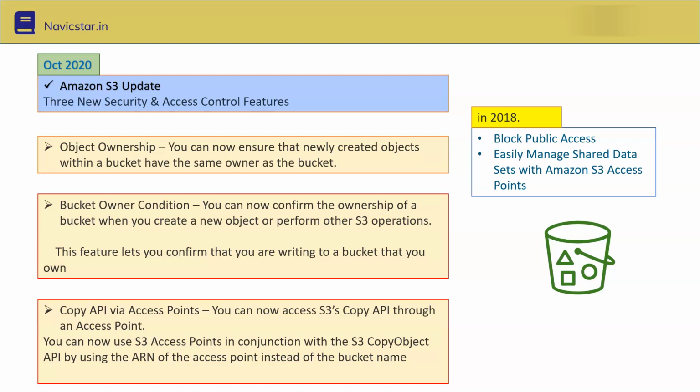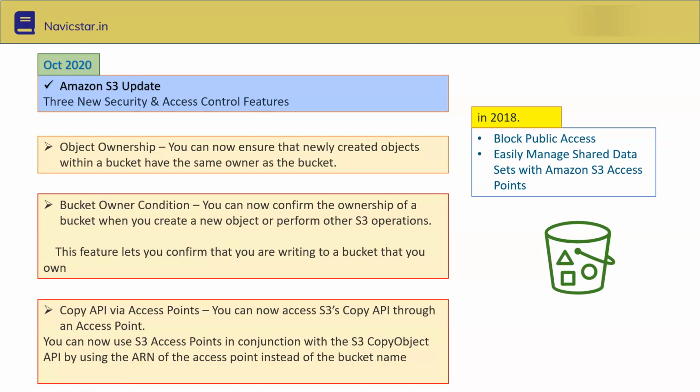And another feature which was added was easily manage shared data sets with Amazon S3 access points. So they have created the access points for sharing of data sets from the Amazon S3. So these were the two things which were released in 2018. Continuing the same thing, Amazon S3 update, they have three new security and access control features which were added and released in October 2020.